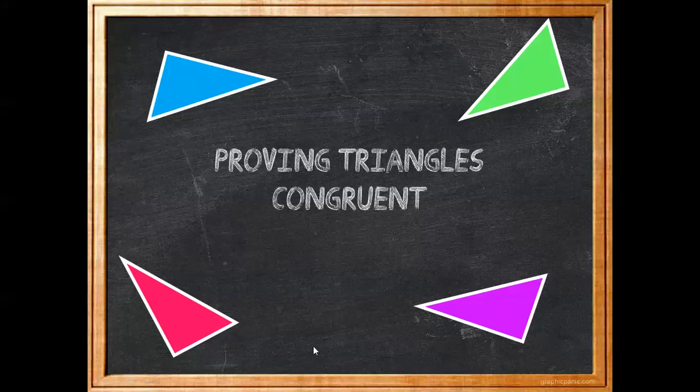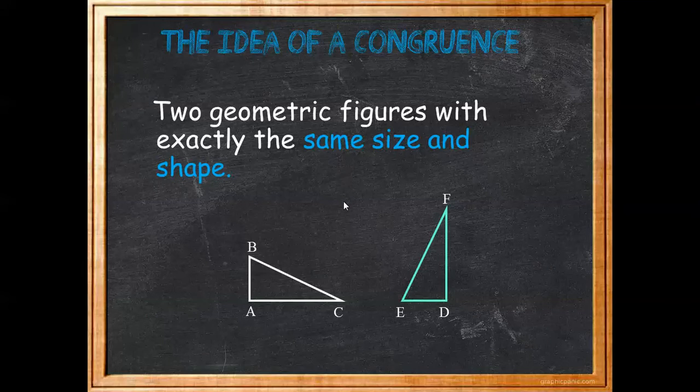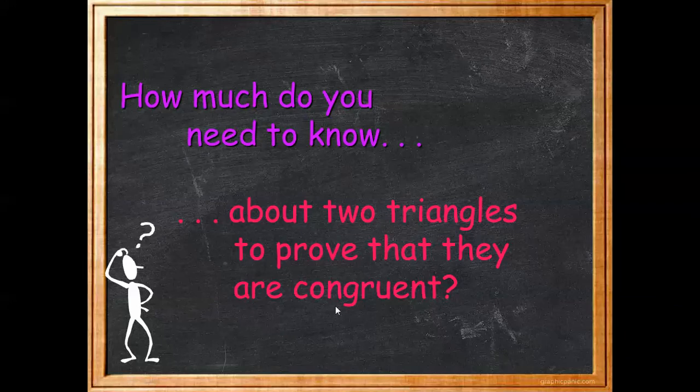In this lesson, we're going to talk about how to prove that triangles are congruent. The idea of congruent says that two geometric figures with exactly the same size and shape are congruent. So for example, if we had triangle ABC and triangle DEF, if we know that they're exactly the same size and exactly the same shape, then they are congruent.